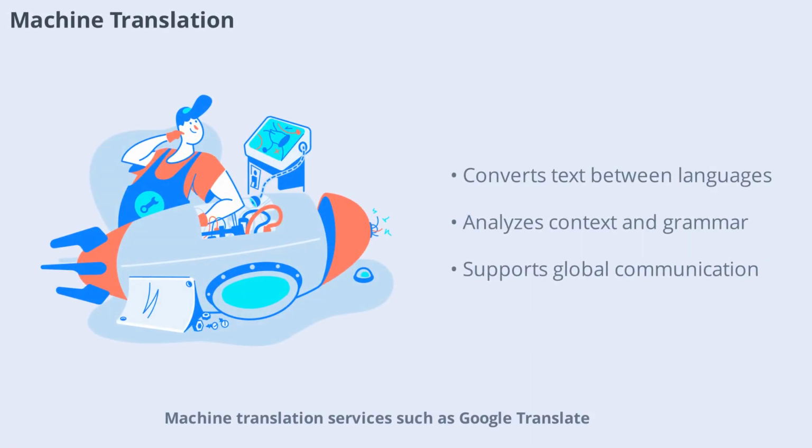Machine translation services such as Google Translate use neural language models to convert text between languages. These models analyze context, grammar, and meaning to produce accurate translations. The result is faster, more reliable communication across language barriers, supporting global collaboration and understanding.